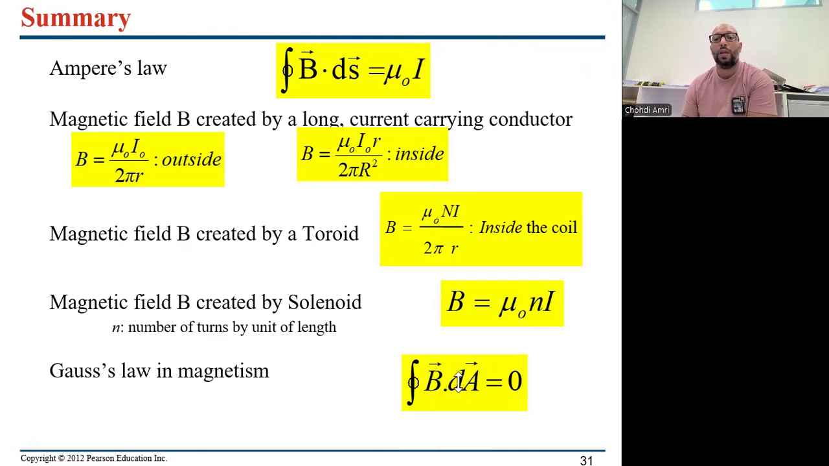And we introduced Gauss's law for magnetism. The net magnetic flux through a closed surface is always zero, and as a result, the monopole does not exist.